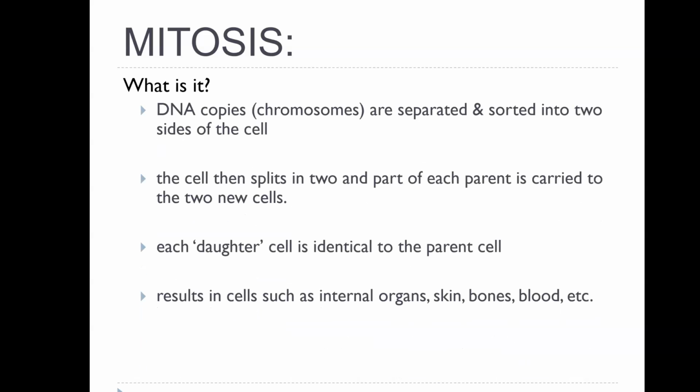Mitosis. So what happens during cell division? Well, first of all, we need to make sure that the genetic information is passed from parent cell to daughter cells. Each new cell that is formed as a result of mitosis needs to have exactly the same genetic information. So the DNA is copied, the chromosomes are separated and sorted into two sides of the cell. The cell then eventually splits into two, and part of each parent is carried to two new cells, and each daughter cell is basically identical to the parent cell if everything goes according to plan.